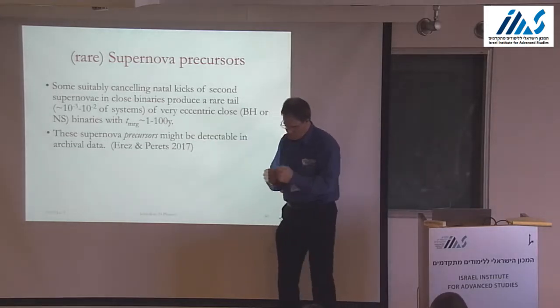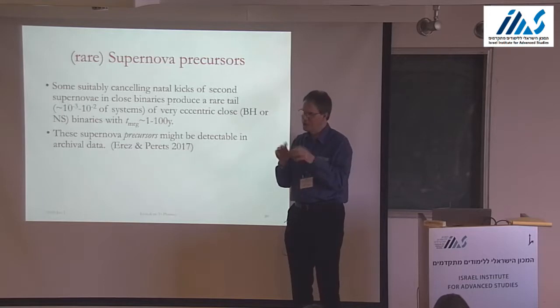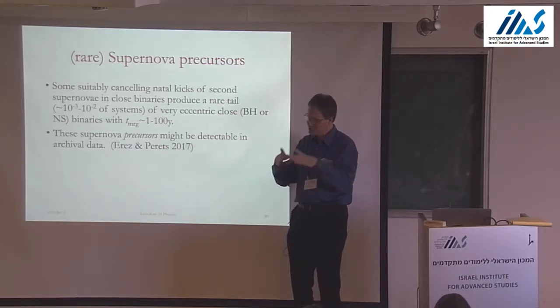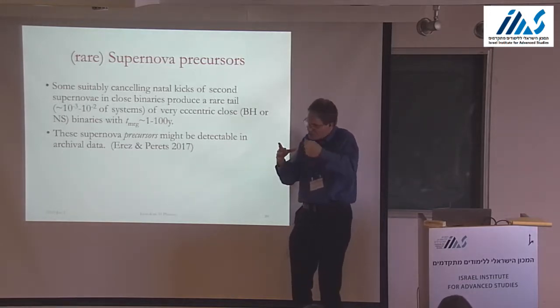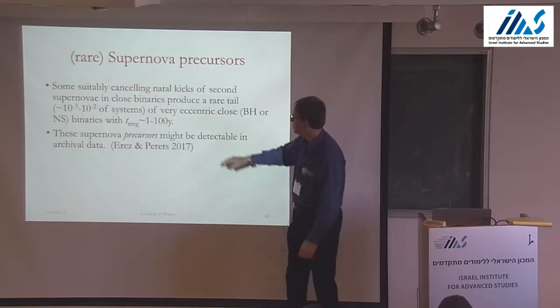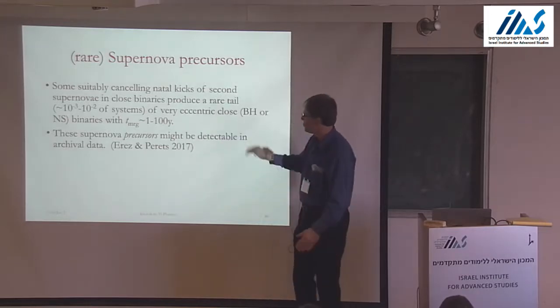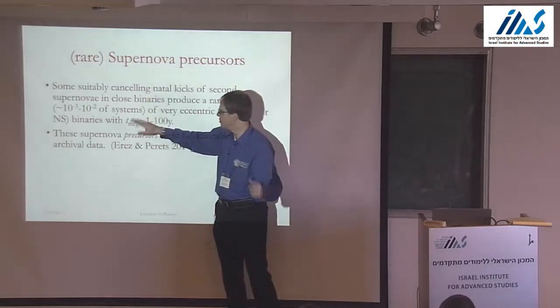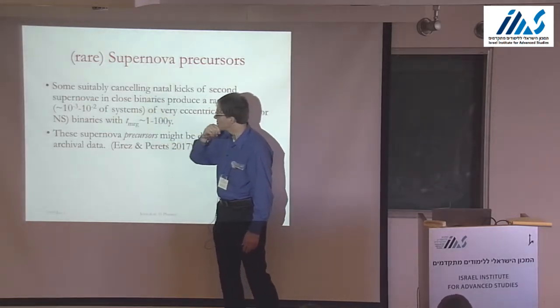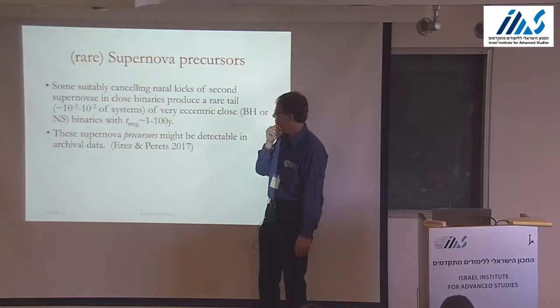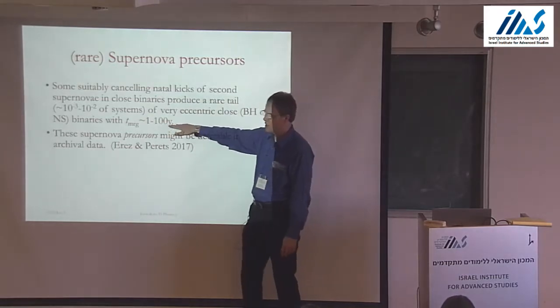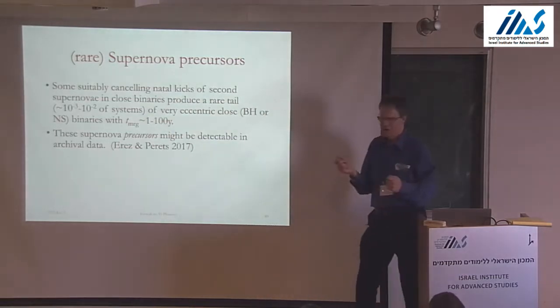And so that doesn't happen very often, but you can work out, if you have a distribution of kick velocities and a distribution of orbits, what fraction of the time you have this almost perfect cancellation, so you end up with a radial orbit. And you find that there's a tail of, depending on the initial velocities and kick velocities, maybe a few tenths of a percent of systems that will have merger times as short as 1 or 100 years.